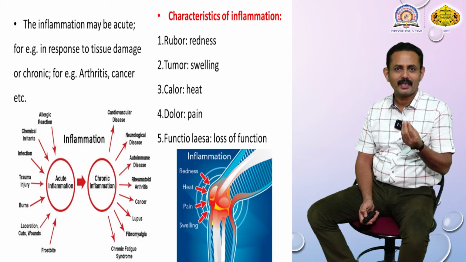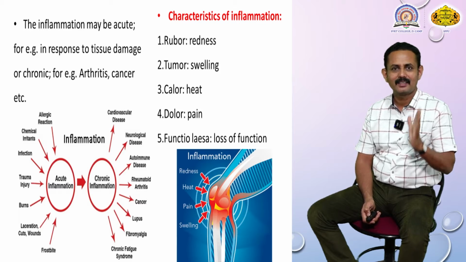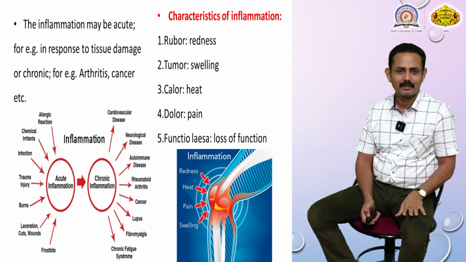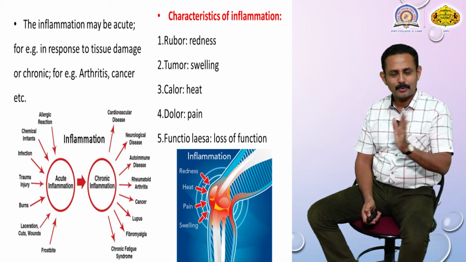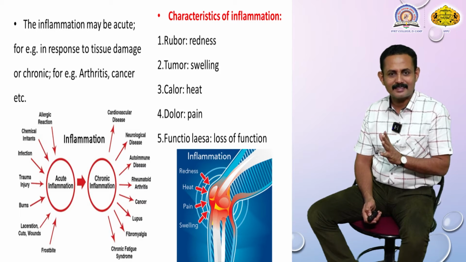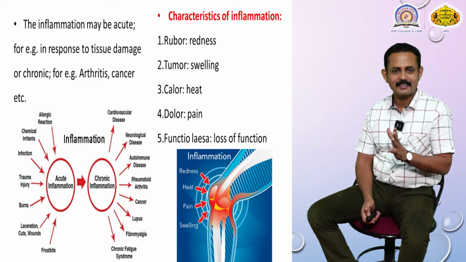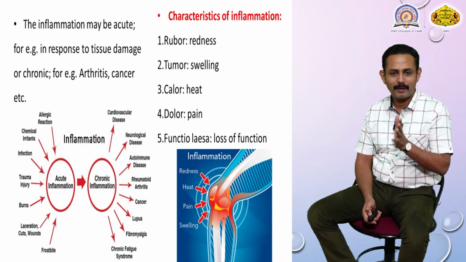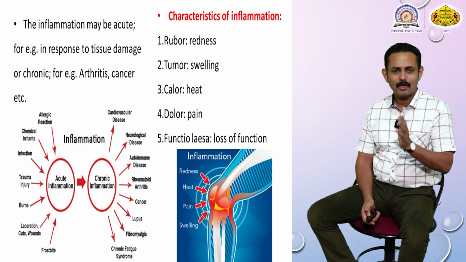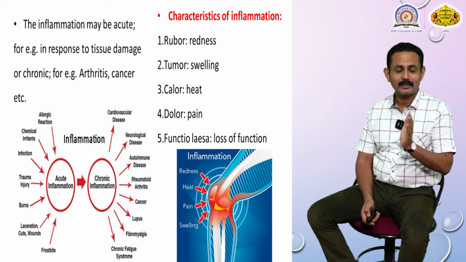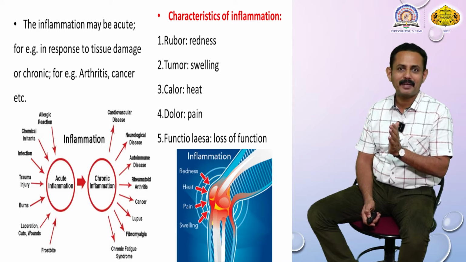So these are temporary inflammations, meaning within a week you can get things repaired or done. But processes like cardiovascular disease, neurological diseases, autoimmune diseases, rheumatoid arthritis, cancer, lupus erythematosus, fibromyalgia, all these are chronic, or lifelong, inflammatory processes.